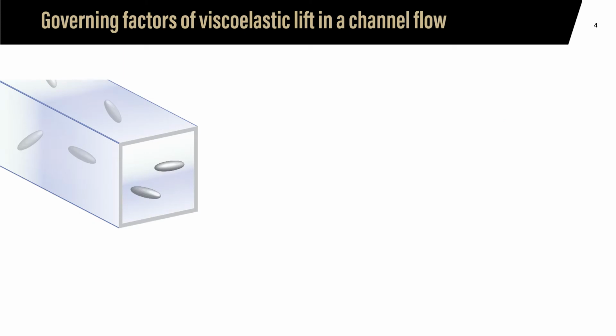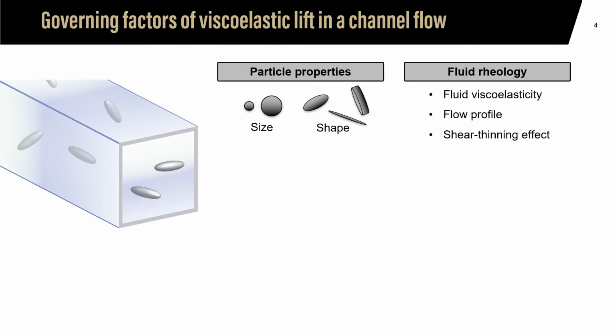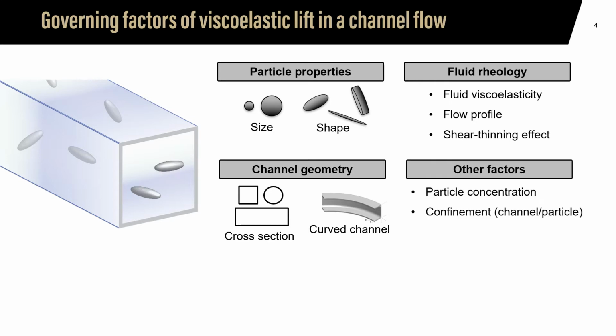There are many factors that affect the particle migration behavior in the flow. For example, particles with different size and shape can have very different migration behavior. In terms of rheology, the intensity of the viscoelasticity, different flow profiles, and even the shear thinning effect can have a very strong impact on their migration behavior. In terms of channel design, the shape of the cross-section of the channel and also the curvature of the channel can provide very different migration behaviors. Other factors such as the particle concentration and the relative size of the particle with respect to the channel can greatly affect the migration dynamics of these particles.